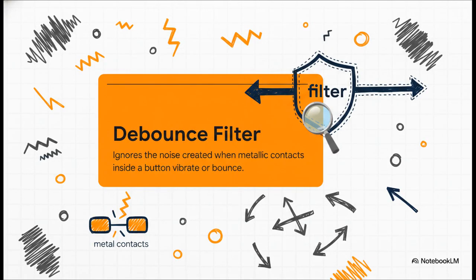But here's the catch: the physical world is incredibly messy and chaotic. When you press a physical button, those tiny metallic contacts inside don't just gracefully connect once. They actually smash together and violently vibrate or bounce on a microscopic level. If the code didn't account for this, your single press would look like you furiously mashed the button dozens of times in a millisecond. To solve this, the code has to act as a debounce filter, cleverly ignoring the mechanical noise of those bouncing metallic contacts.